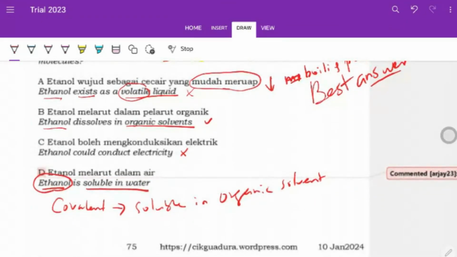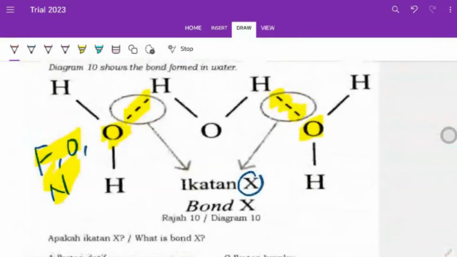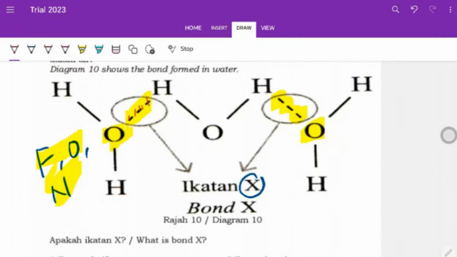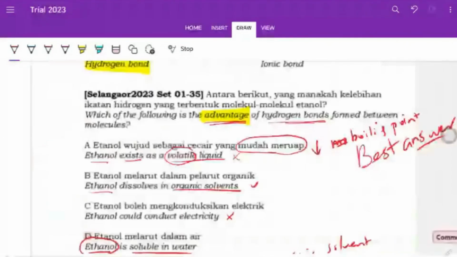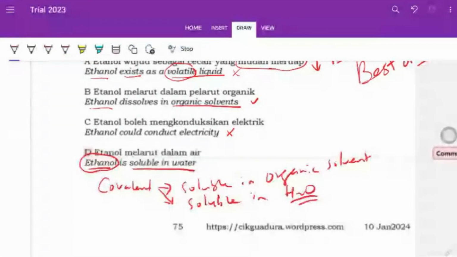Because of the hydrogen bond, this ethanol can be soluble in water. It forms a hydrogen bond so that it can dissolve. We say it is miscible with water, so it can dissolve in water or be soluble in water because of the hydrogen bond. So this is the advantage.